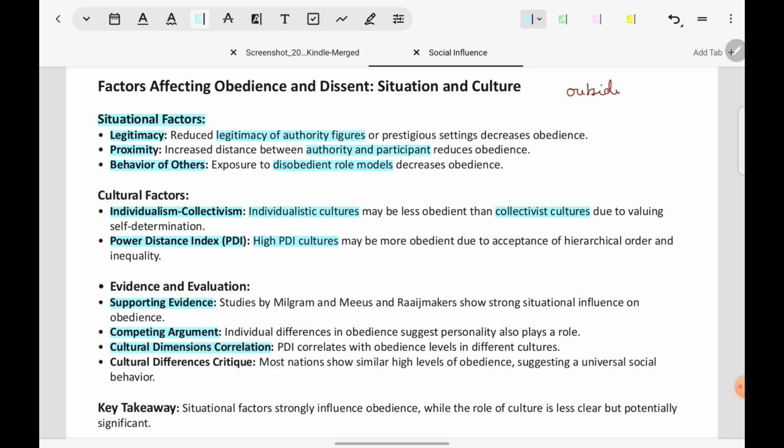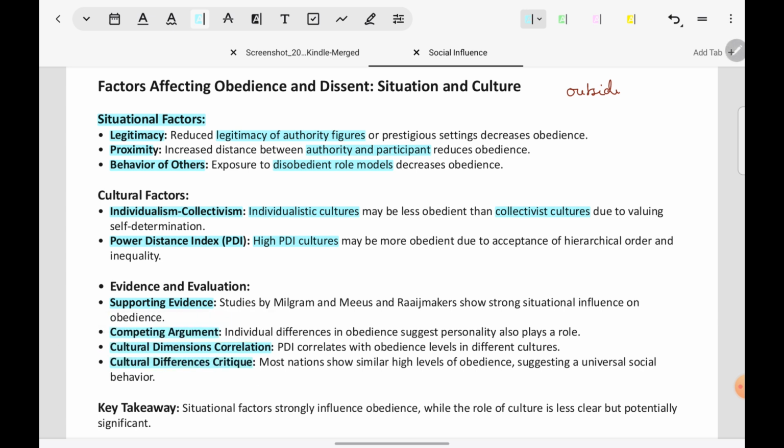When it comes to cultural dimensions, those results are purely correlational. Yes, correlational support is there to show that indeed, where there is power distance in cultures, there is more obedience. But again, can we say that culture is a cause for such behavior? We can't, because these are correlational studies.